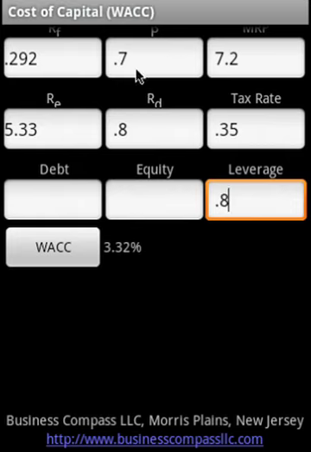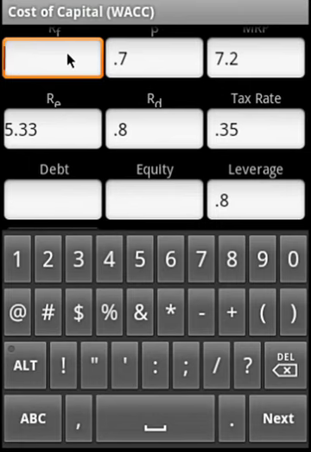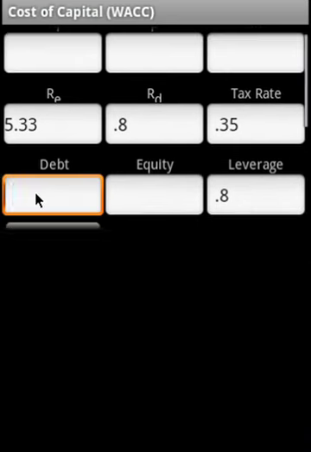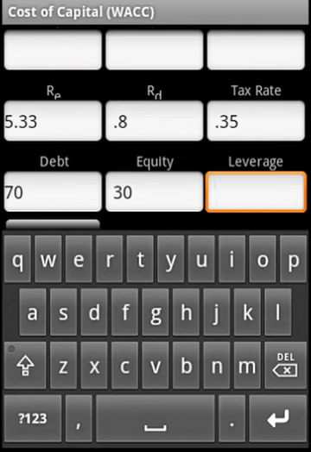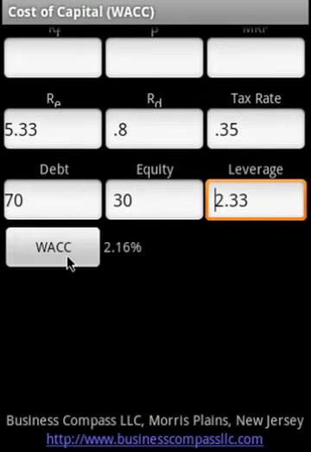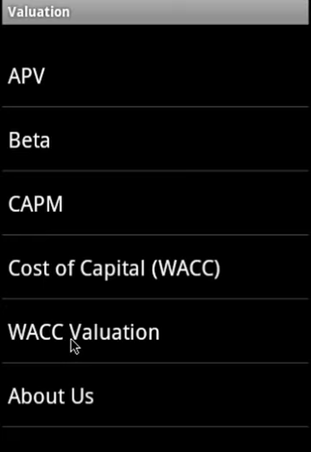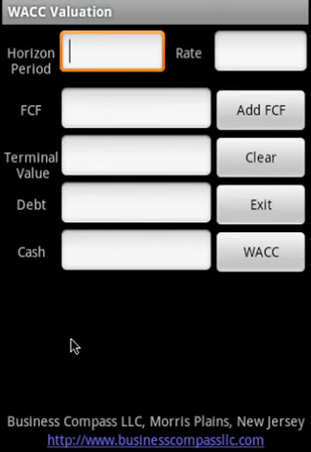We can also specify the cost of equity and cost of debt. So we can also specify debt 70 and equity 30, and we don't have to specify leverage, it's going to calculate, and this is a new way to come up with the cost of capital.